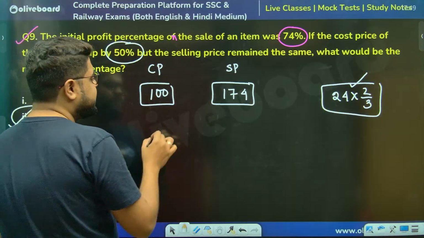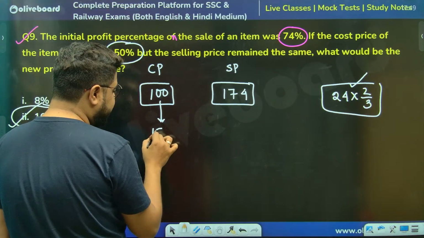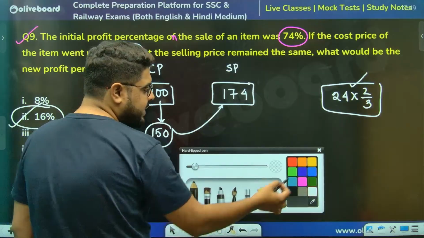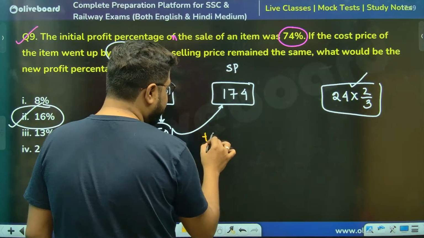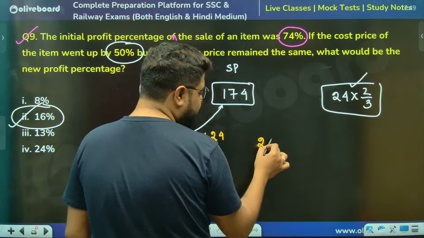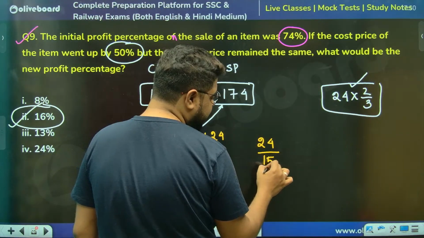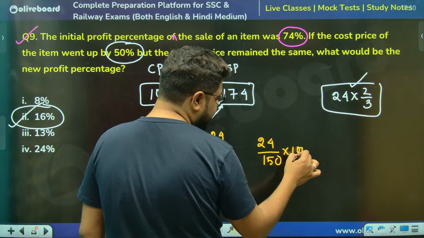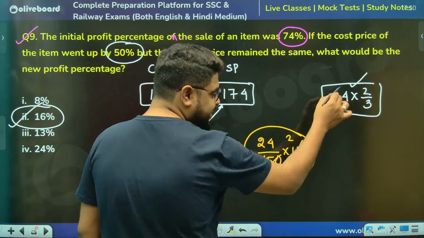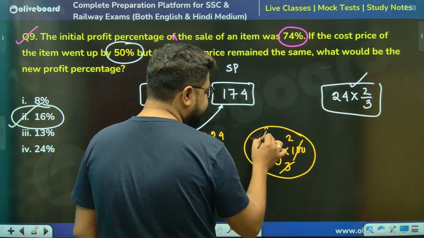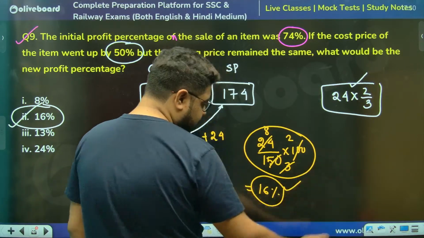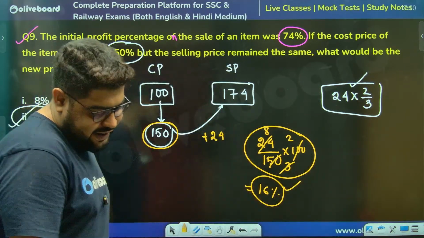50% it has gone up, so CP has now become 150. But selling price is the same. So profit kitna hai, sir? Profit is 24 rupees. CP is 150. So 24 divided by 150 into 100. 52s are this, 53s are this. You see the same thing. 3 8s are this. 8 2s are 16%. Perfect.